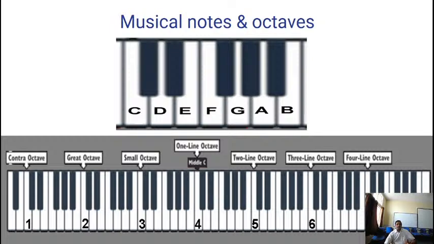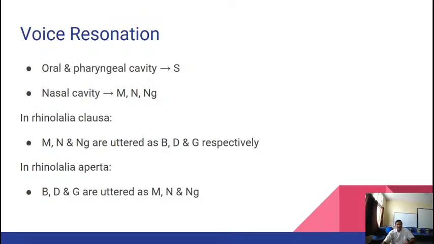Then these are the musical notes. We will not go into the details. The voice resonating chamber is also altered. The basic voice is produced in the vocal cords. The resonating chambers are the vocal tract, the hypopharynx, the pharynx, the oral cavity, nasopharynx, the nasal cavity, and the chest. These are the vibrating chambers.